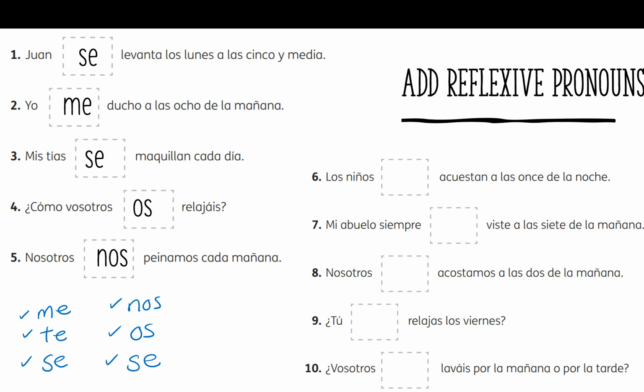Número 6. Los niños, the kids, so it's they. Los niños se acuestan a las 11 de la noche. The children go to bed at 11 at night. Mi abuelo, so my grandfather, so it's he. Mi abuelo siempre se viste a las 10 de la mañana. My grandfather always gets dressed at 7 in the morning. Nosotros nos acostamos a las 2 de la mañana. We go to bed at 2 a.m.